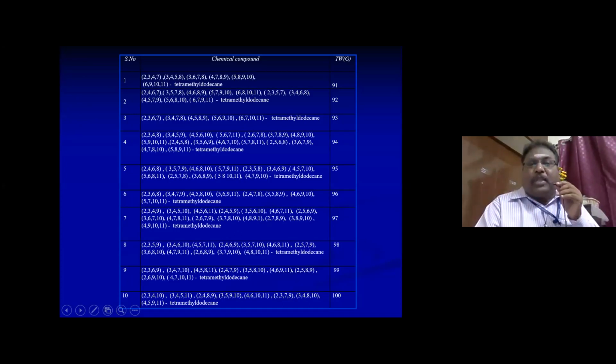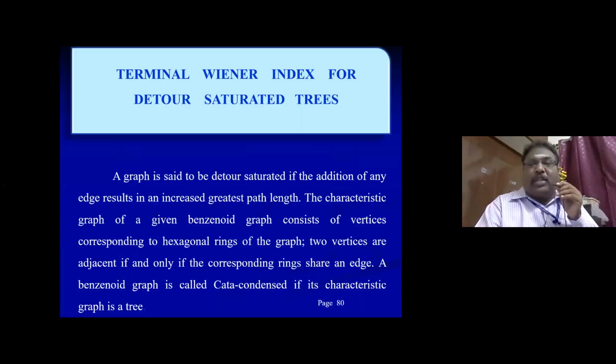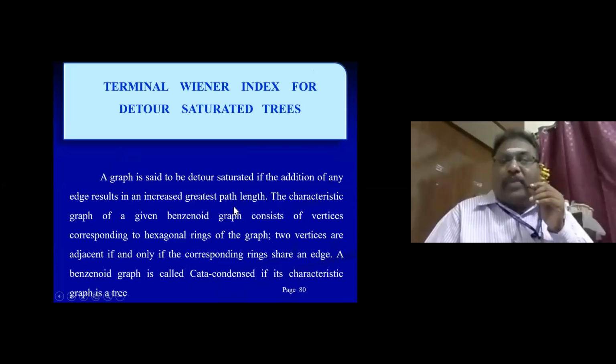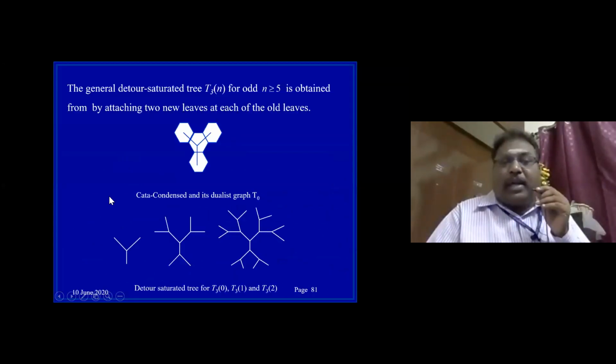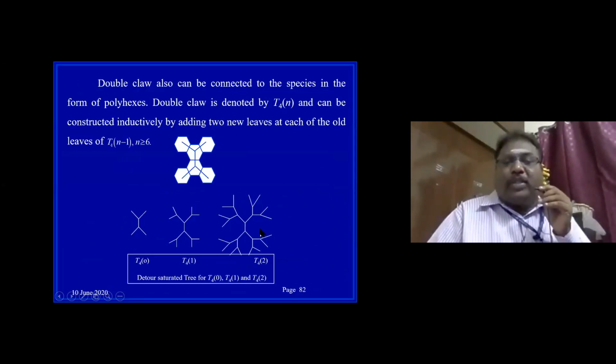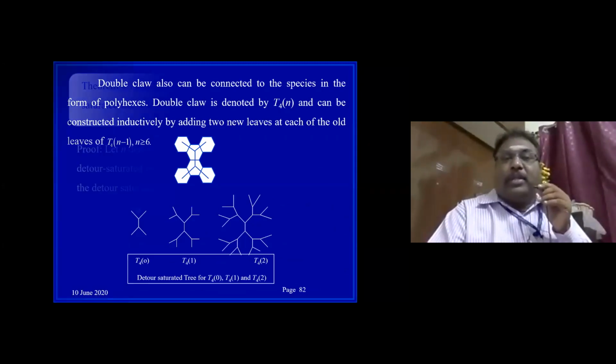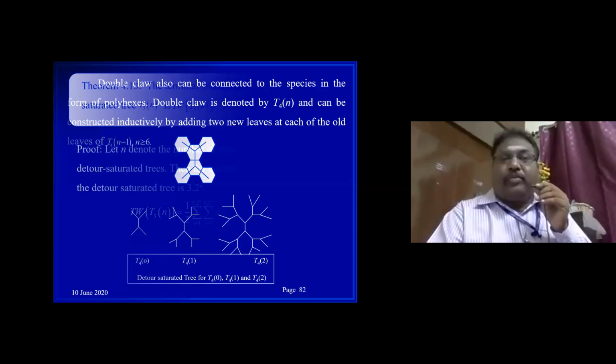Fine. Then another concept, deuter-saturated trees. Deuter-saturated trees are defined like this. A graph is said to be saturated if the addition of any edge results in a greater path length. The characteristic of this benzenoid graph consists of vertices. Let me show the figure. So this is how the cata-condensation grows. Every time it will be growing with two branches. So 0th position, 4th, 2nd, and so on. T4n. So for this, we have worked out the terminal indices. Okay. Right.